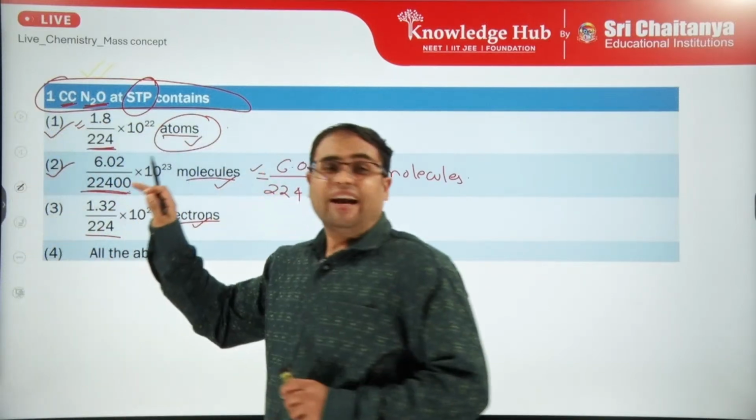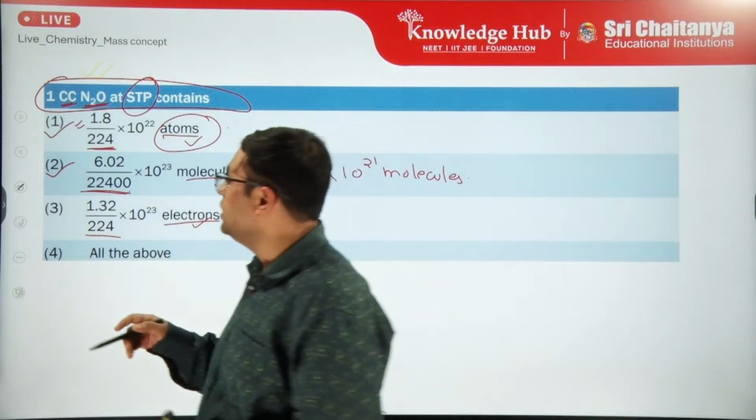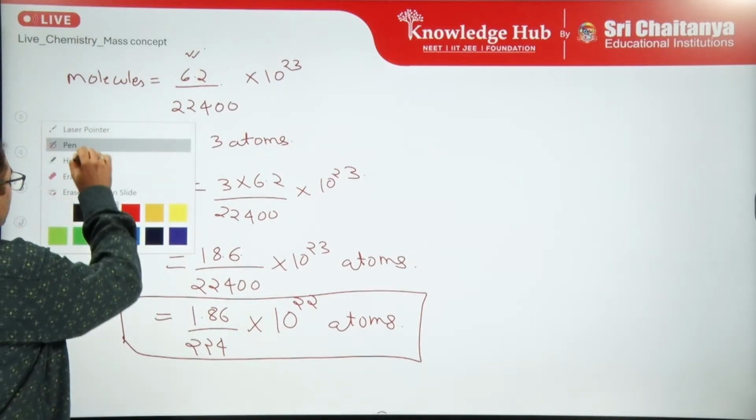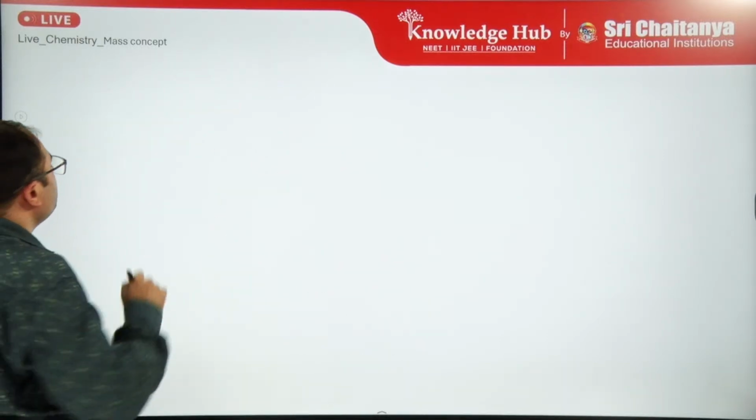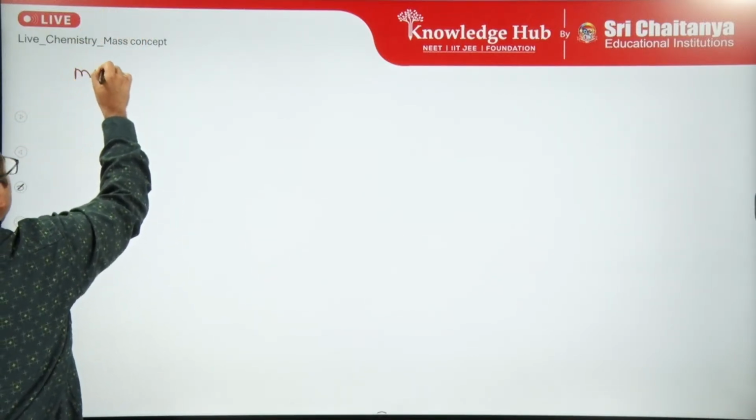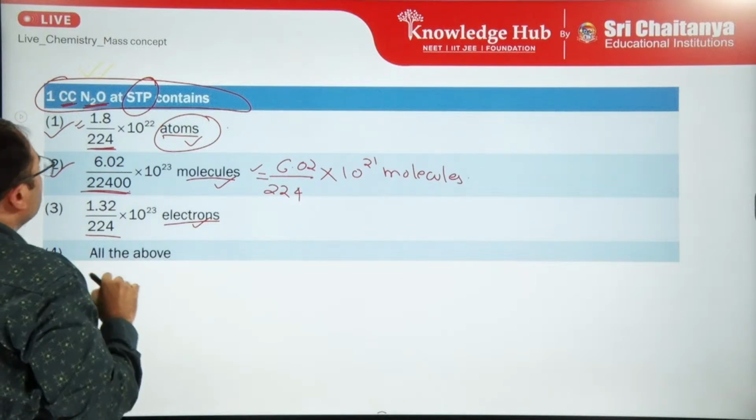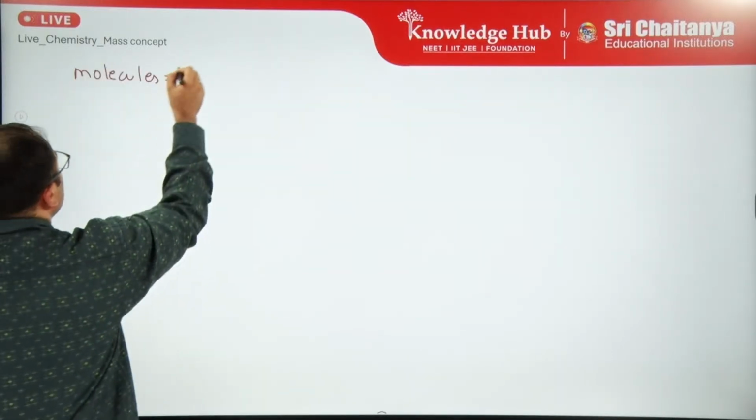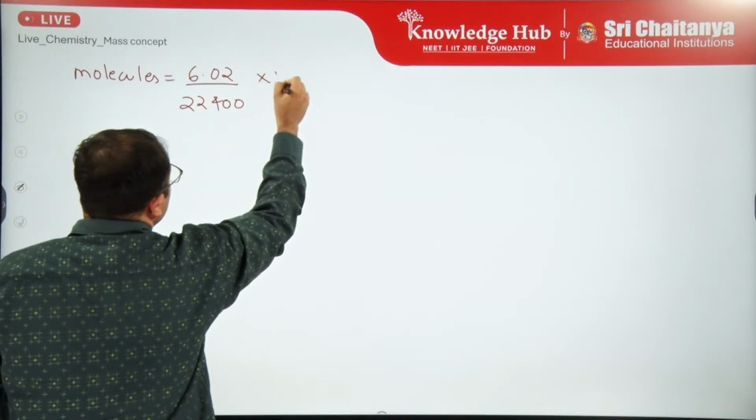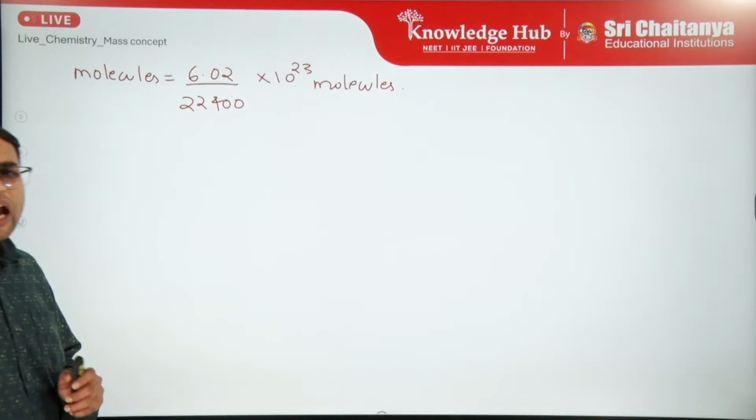So now we have calculated the atoms, we have calculated the molecules, now let us move on to the electrons. It is given as electrons. Now how will you calculate the electrons? So this is done, so let us move on to calculating the electrons. Let us again write down the molecules. How many molecules have we got? Molecules are 6.02 into 22400 into 10 raised to power 23 molecules. Right, that many molecules you have.